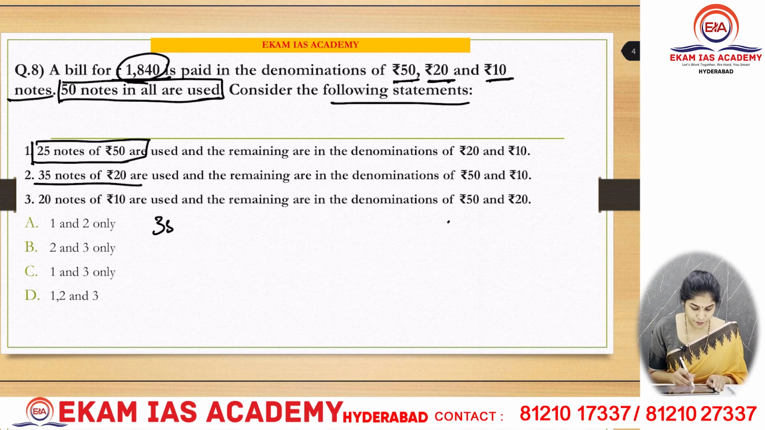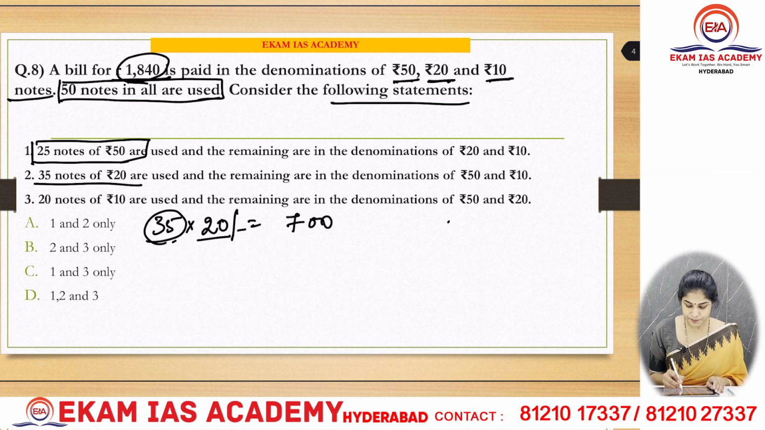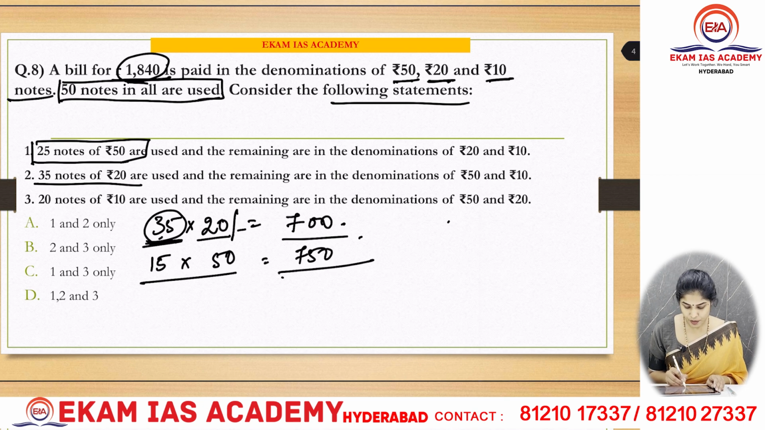So 35 notes into 20. 20 rupees of 35 notes, which amounts to 700. So remaining how many notes are there? 15 notes are there. If you take 15 into 50 also, you will get 750. Which is 1450, again less than 1840. So option 2 is also wrong.